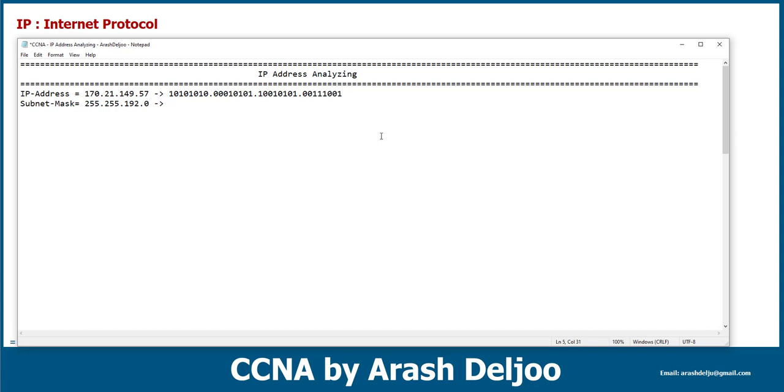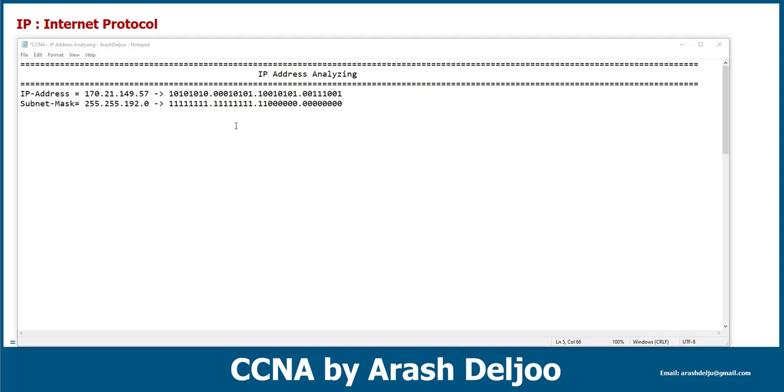In the subnet mask we have 255.255.192.0. This is the first 255, so all of the bits should be 1, and again another 255 is all 1 bits, and after that 192 is 1 1, then 0 0 0 0 0 0, then again 8 zeros. This is the conversion of the decimal value to the binary value.